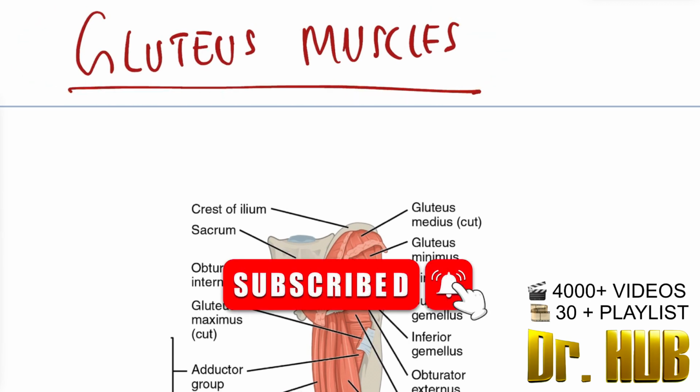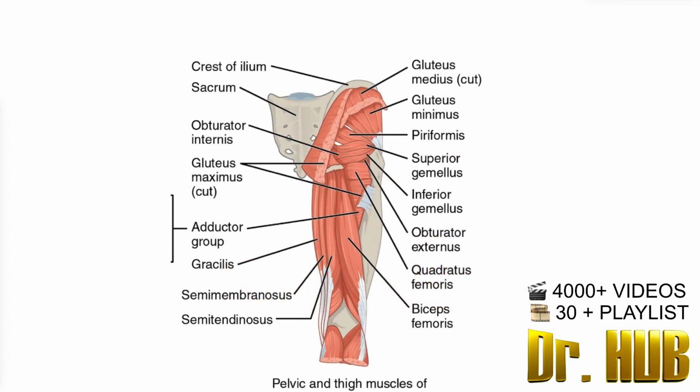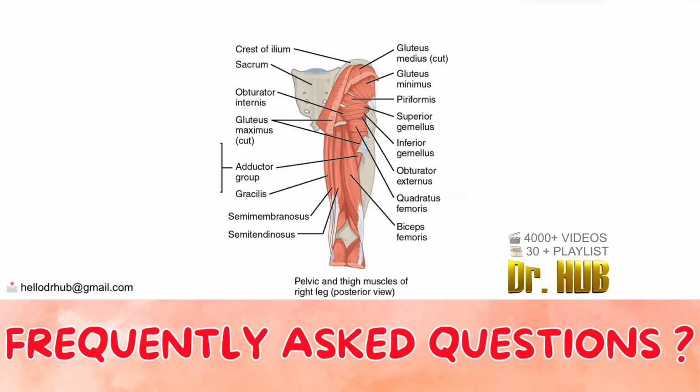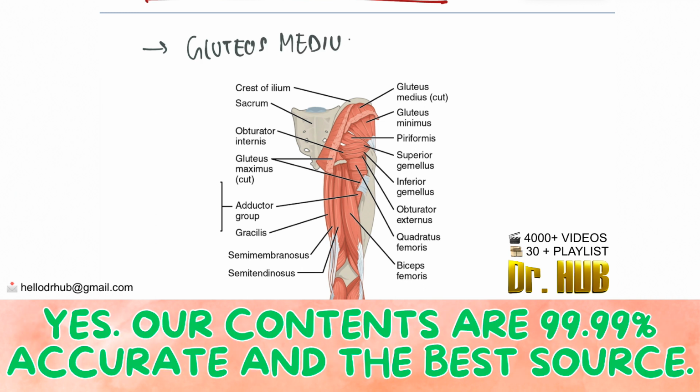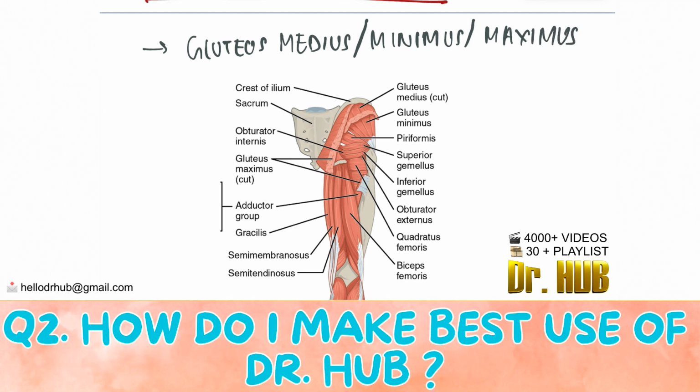So firstly, importantly, we need to know that there are three types of gluteus muscles. So what are the components of the gluteus muscles? That is important to note. The components include the gluteus medius, the minimus, as well as the maximus. So they are the three different types.